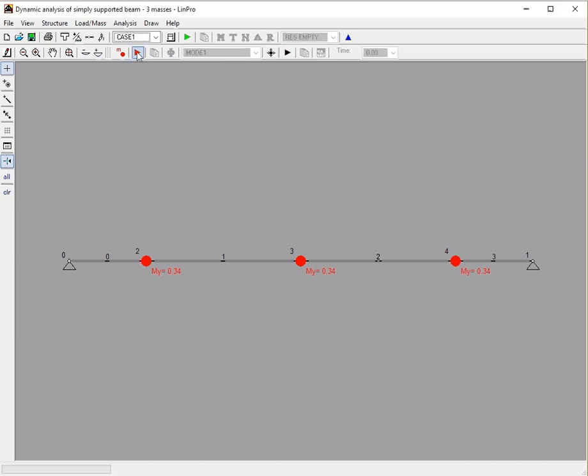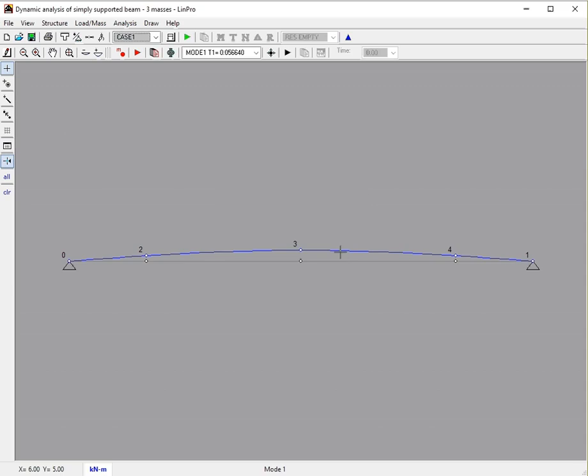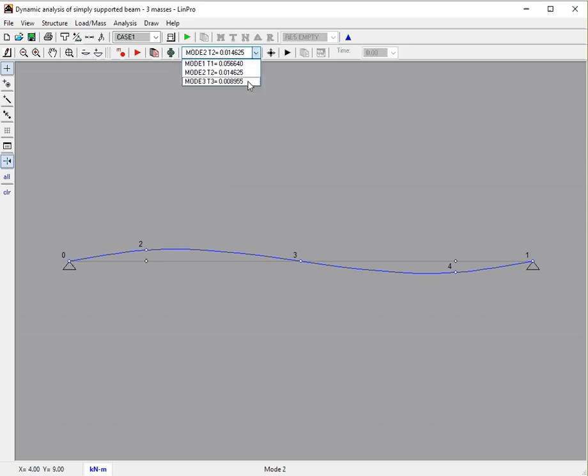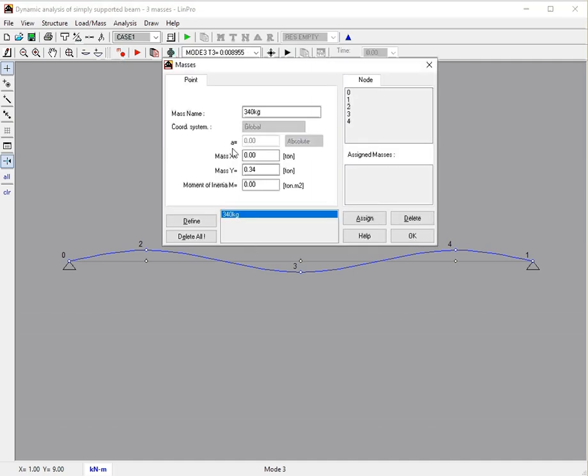Okay. So if we now run that dynamic analysis, we get the first mode again. But now if we click on this, we see there are more modes available. So that's the second mode of vibration. And a higher mode, and we see it has a higher frequency. And that's the third mode. Mathematically, if there are only three masses moving in the y direction, we can have only three modes. That's just a point to note: I've defined the masses in the y direction.